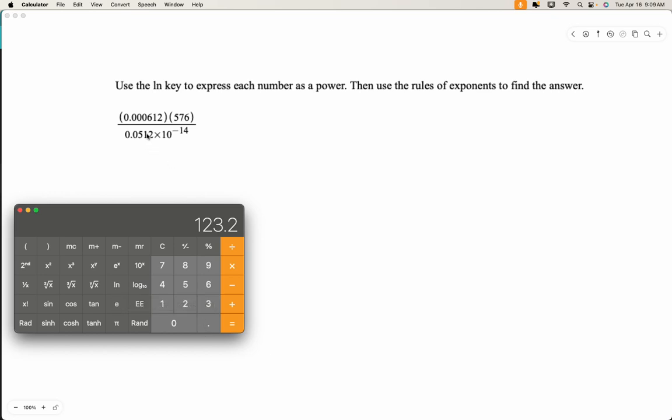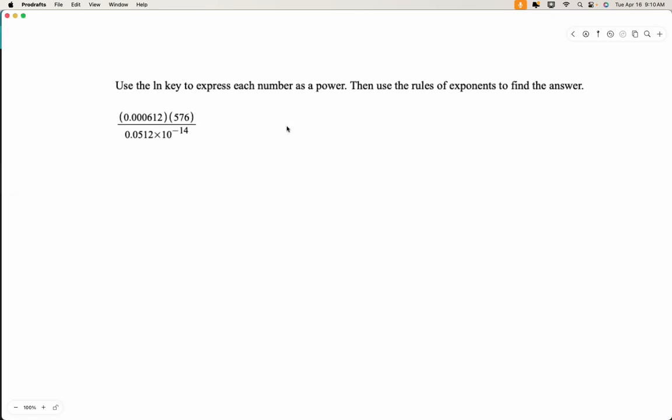So what we're going to do is type in the first number. Let me clear this. 0.000612, press the ln key. So this is the exponent that we are going to use to solve this. We're going to round this to 2 places, which would be negative 7.4. So that would be over here, E to the negative 7.4. And we'll just go ahead and do 7.40. That's the first number.